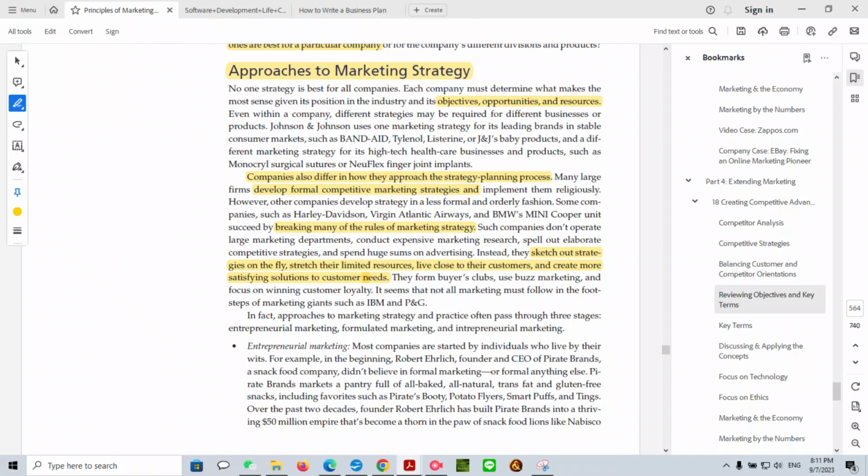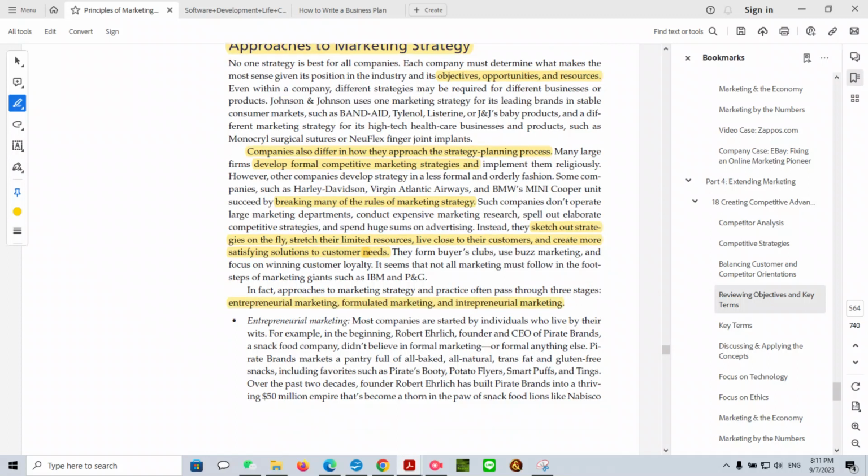In fact, approaches to marketing strategy and price often pass through degrees. It's entrepreneurial marketing, formulated marketing, and intrapreneurial marketing. In terms of entrepreneurial marketing, most companies are started by individuals who live by their wits. Okay? So this could be good for less complexities, smaller companies. So when you first found a company, that would be more appropriate. That's an entrepreneur.